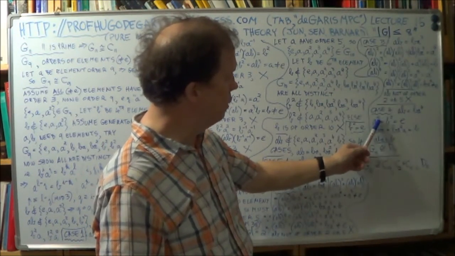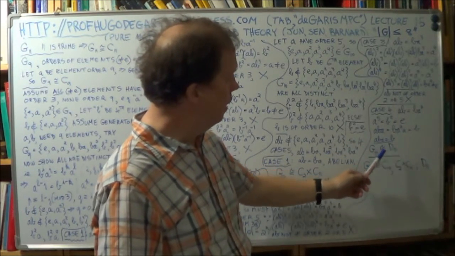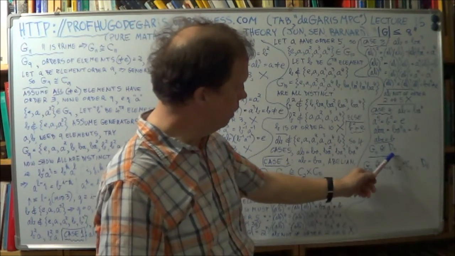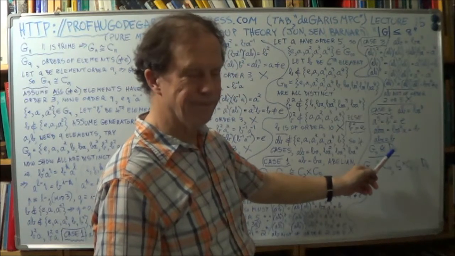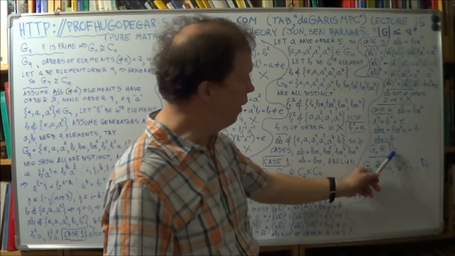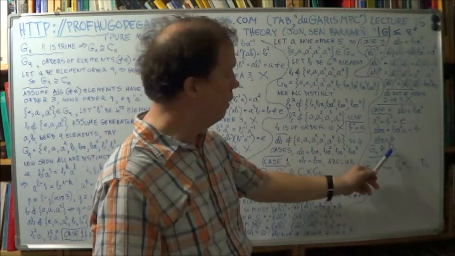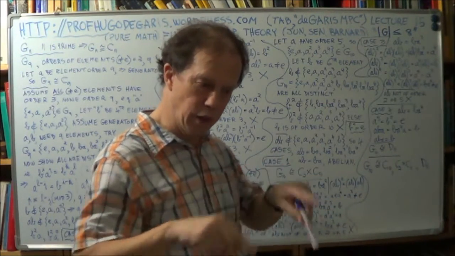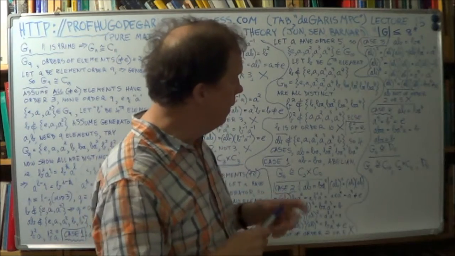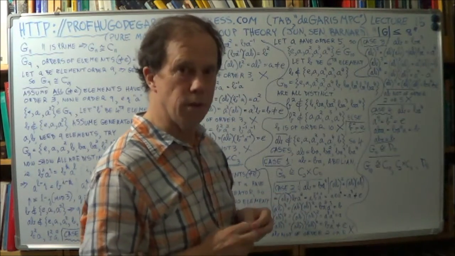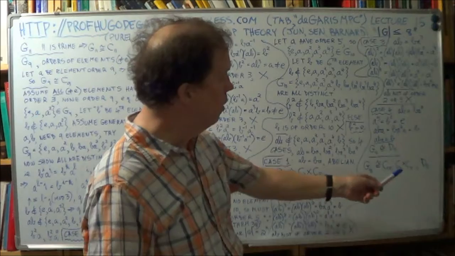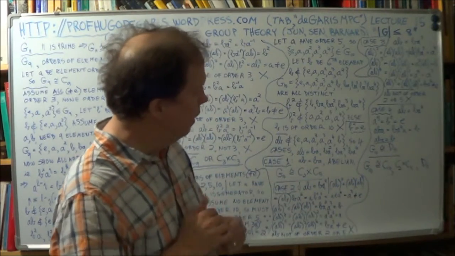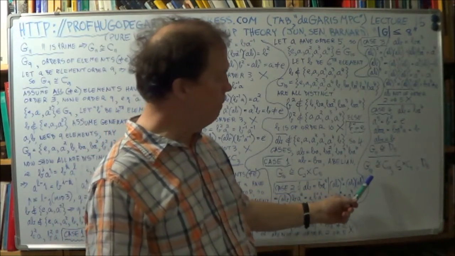And n now is 5, right? So G now is isomorphic to the dihedral group 5. So the symmetry operations of a pentagon, a regular pentagon, where the 5 sides are all of equal length. Okay? All right. Well, summarizing, for a group of order 10.